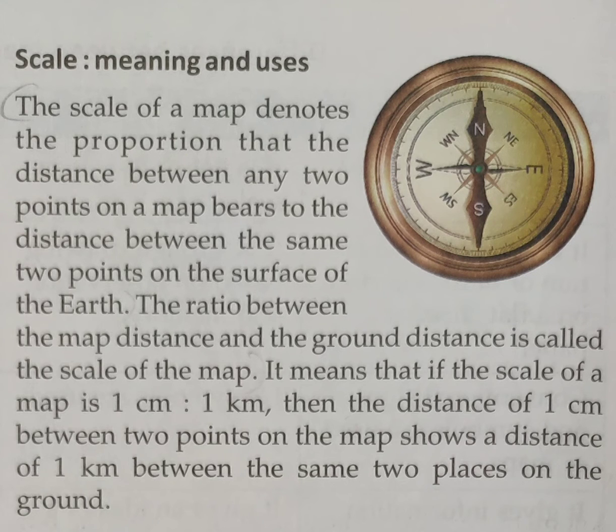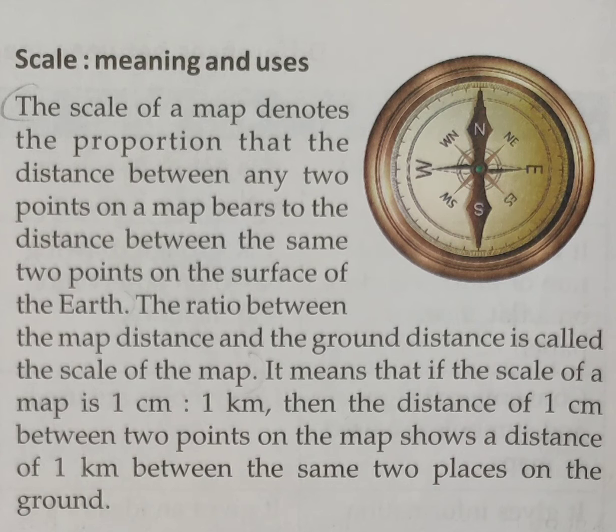Page number 10. The scale of a map denotes the proportion that the distance between any 2 points on a map bears to the distance between the same 2 points on the surface of the earth. A map shows the distance between two places on the earth. In simple words, we can say that the ratio between the map distance and the ground distance is called the scale of the map.